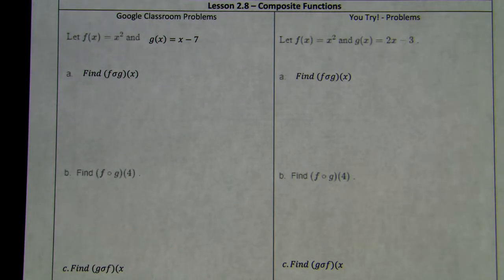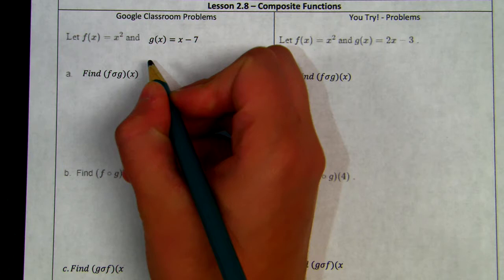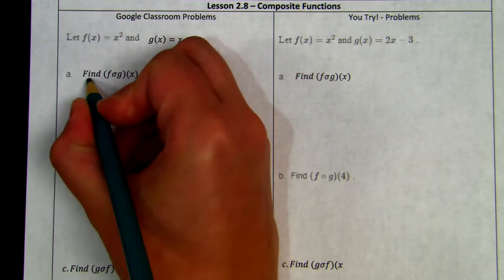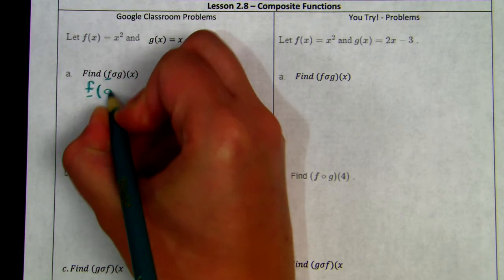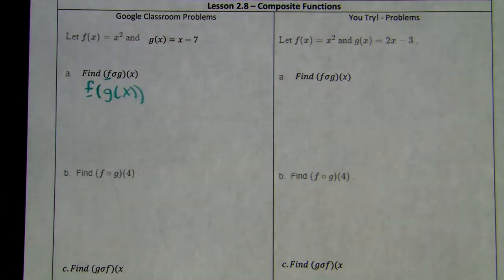So let's get started. We have let f of x equals x squared and g of x equals x minus 7. Here we have to find f of g of x. What's our first step? We're going to rewrite the function using the first one, goes outside the parentheses, f of g of x, just like that.